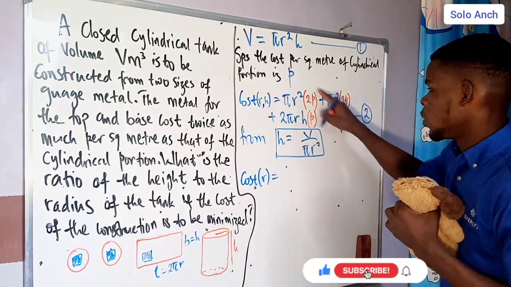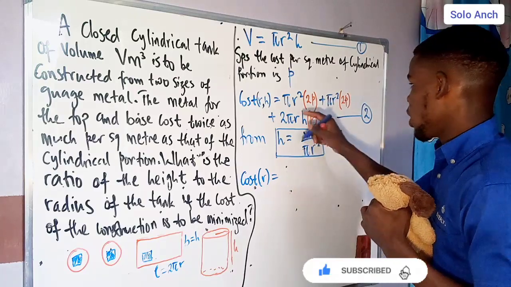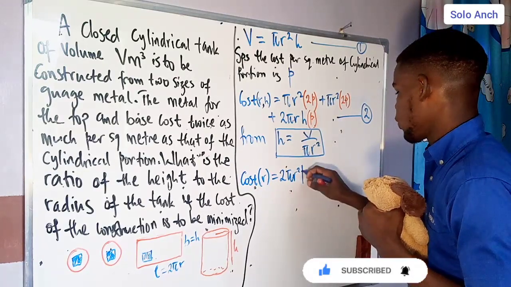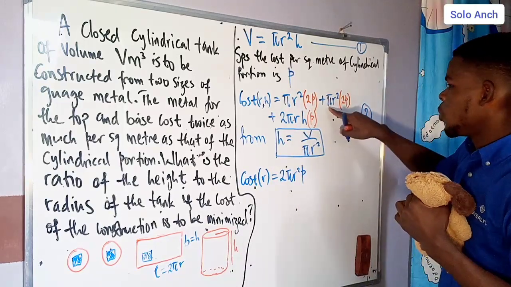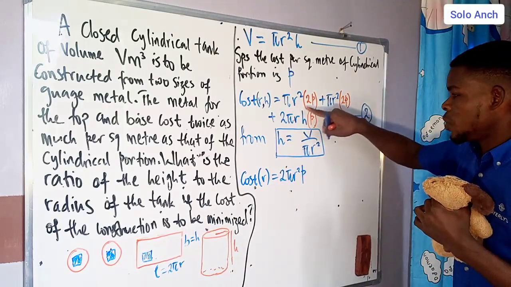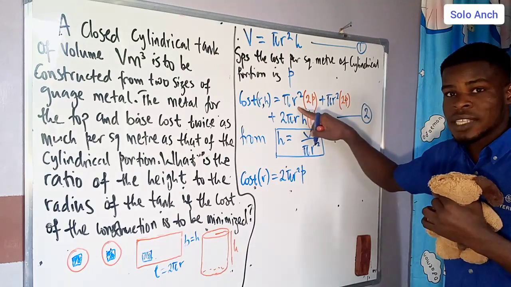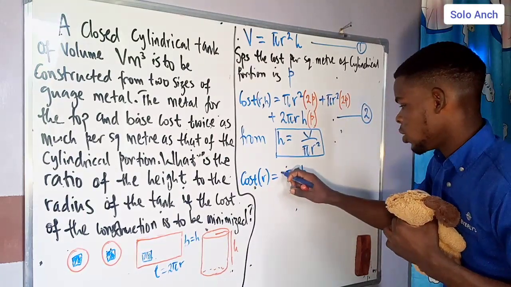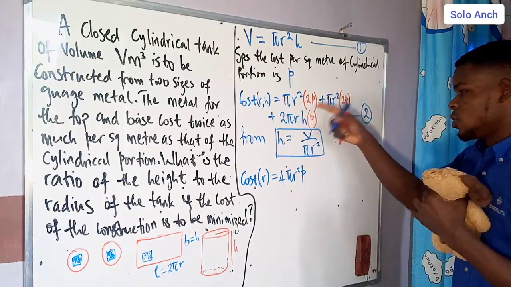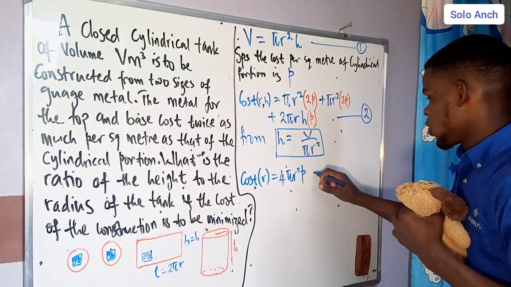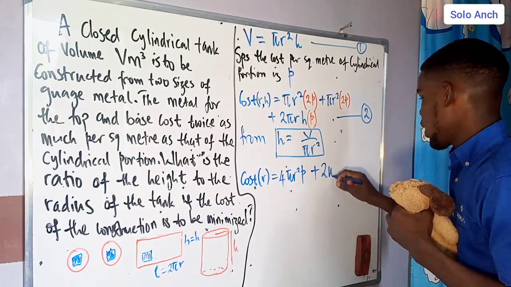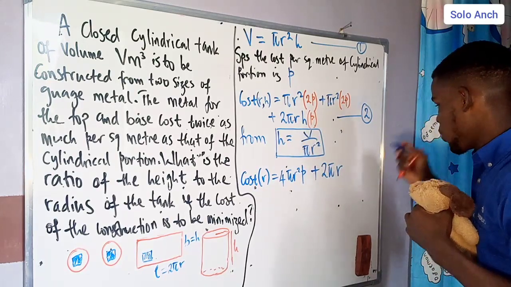Let me rewrite it properly. That will be 2 pi r squared p, plus, but you notice that this is 2 pi r squared p. This as well is the same thing as that. So we are going to double this, because adding them together is like a double of the sum. So this is going to be plus, when we take this, 2 pi r h p.